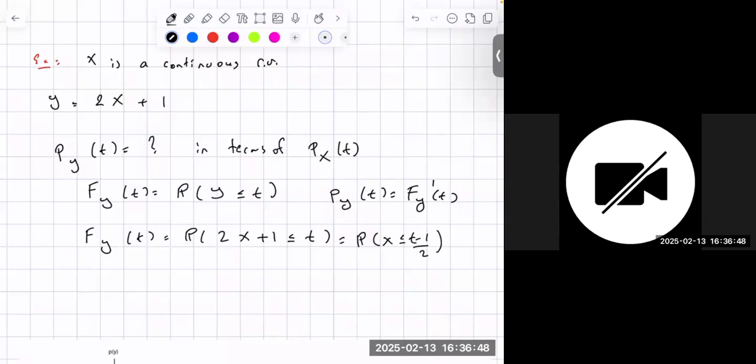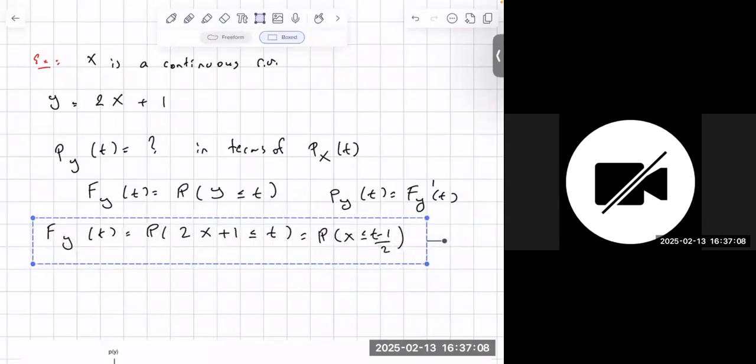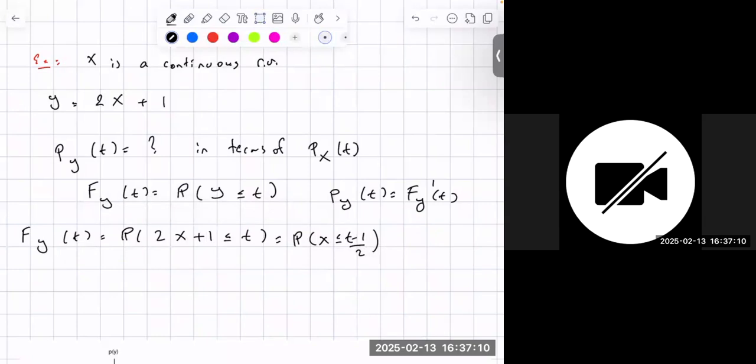But then what is this? X less than or equal to (t minus 1) over 2. This is again the cumulative distribution function of x, but not computed at t, rather at (t minus 1) over 2. Using the advantage that I could move it to the left, this would be F_X of (t minus 1) over 2. So far, so good.